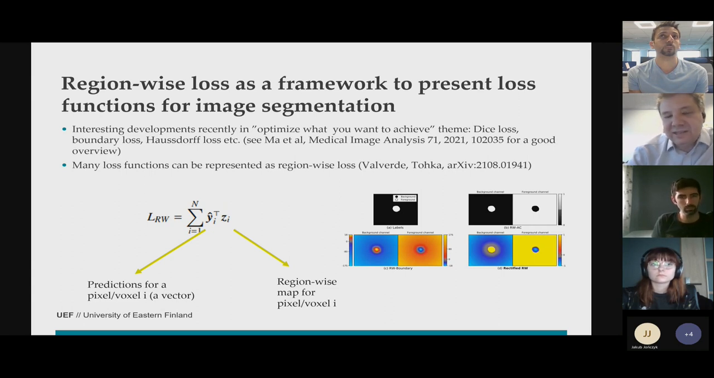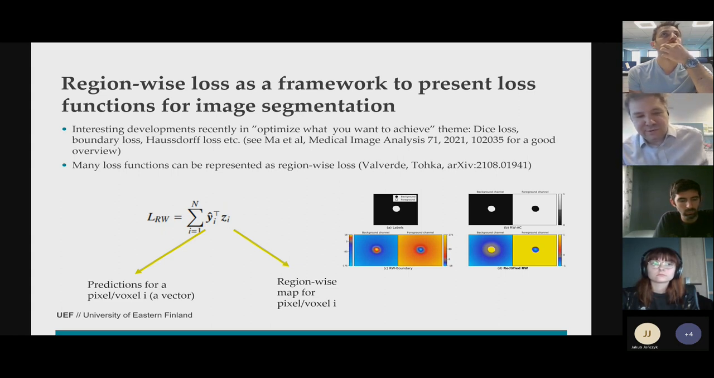So the trick here is that the region-wise map is not scalar valued, but it contains as many components as there are labels. And you can then construct these region-wise maps based on ground truth via simple operations. And you can pretty much present all the loss functions that are separable in a pixel or voxel wise manner with this framework. The only one that cannot really be presented this way is the complete Hausdorff loss, which is not separable in this way.